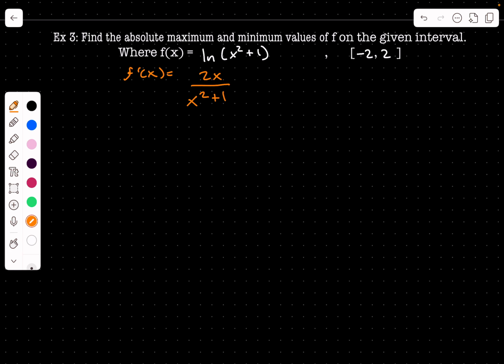We have f prime of x equals 2x over x squared plus 1. So, we do not take the bottom and equal it to 0. We only take the numerator and equal it to 0, because if we were to take all of it and equal to 0, then the whole derivative would just be undefined, right? Because the denominator would be equal to 0. So we only take the numerator and equal it to 0. And when we divide, we get x equals just 0.